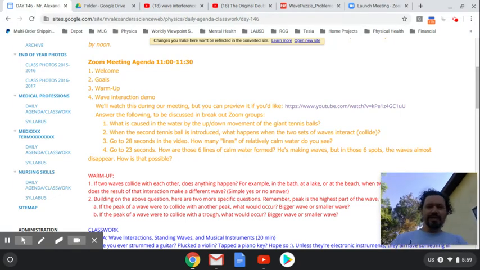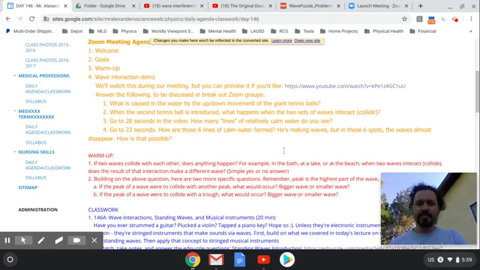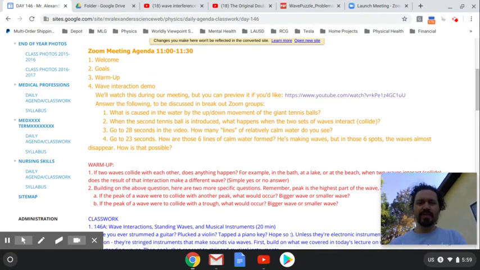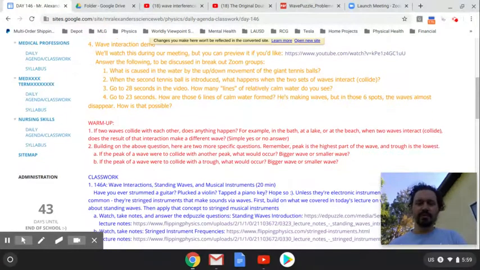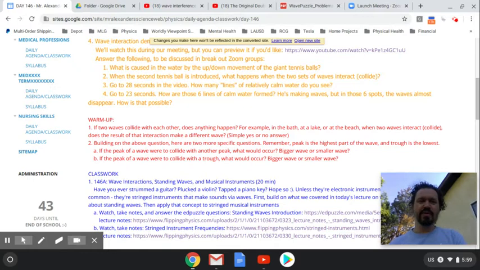All right, day 146. We're looking at wave interactions. For this lecture, we're going to go through the warm-up, and then we're going to look at two waves. Look at a wave generator and see how waves interact with each other. Or if you have two waves and they collide, what happens? So if you haven't done the warm-up yet, please go ahead and do so now.